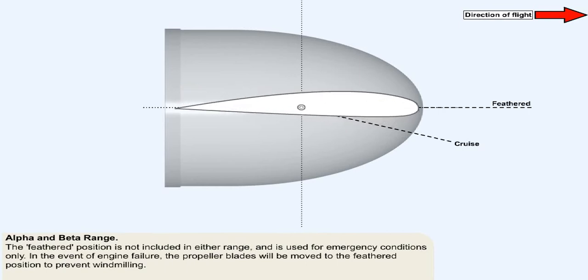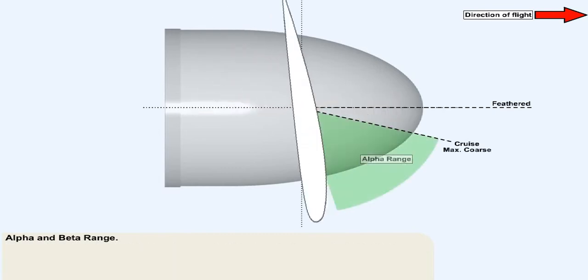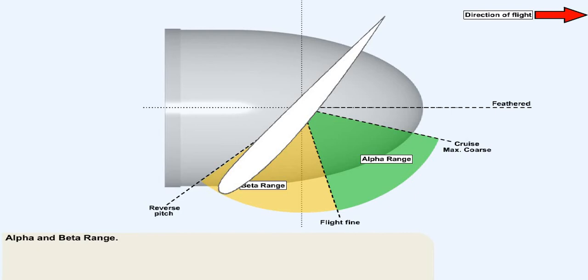The feather position is not included in either range and is used for emergency conditions only. In the event of engine failure, the propeller blades will be moved directly to this position to prevent windmilling. There are no pitch angles available between max coarse and feather. The method of control within the alpha and beta ranges, and the means of achieving the propeller feather position will be discussed progressively throughout this lesson.